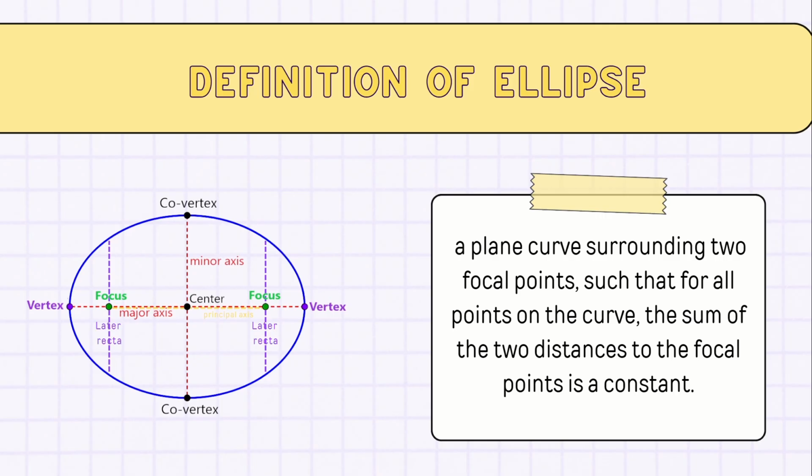What is an ellipse? An ellipse is a curve surrounding two focal points, such that for all points on the curve, the sum of the two distances to the focal points is a constant. What does constant mean? Imagine any point on an ellipse. If you measure the distance to each focus, or what we call foci, the sum of those two distances will always stay the same, thus making it constant.